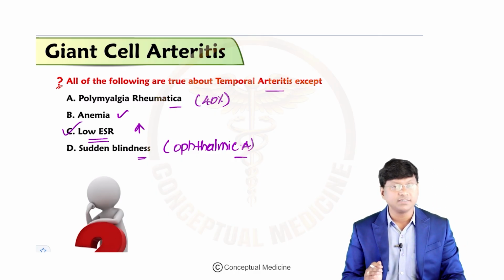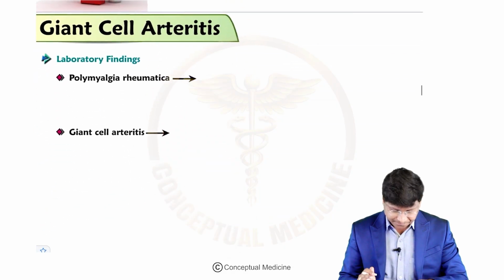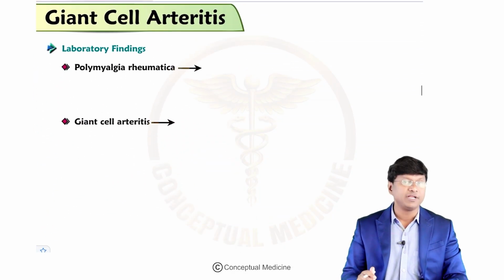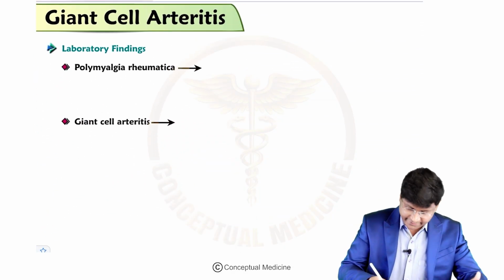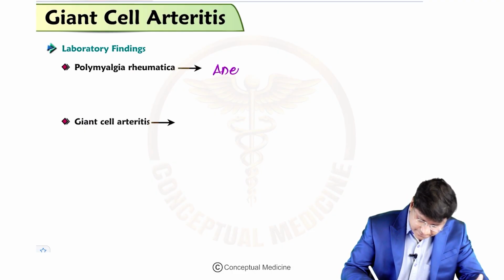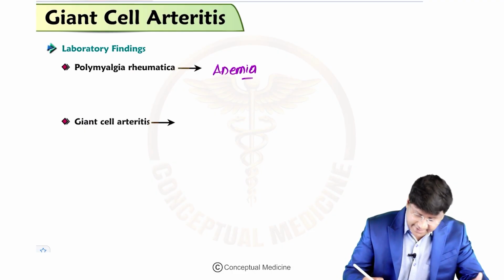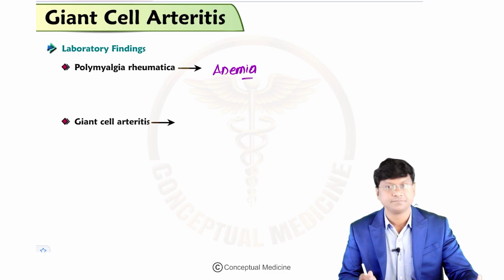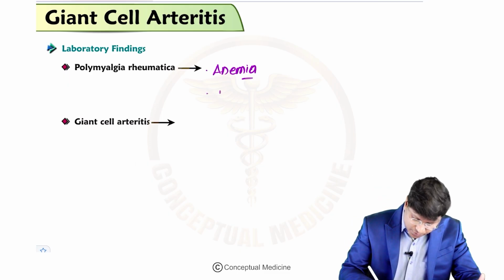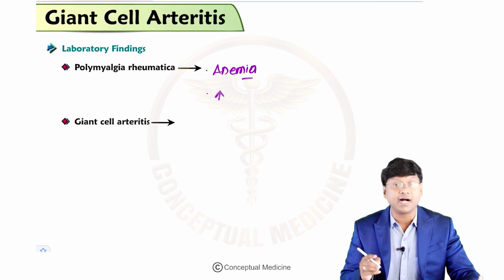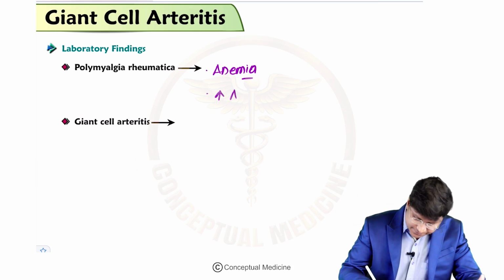Now, let me discuss the laboratory findings. In case of polymyalgia rheumatica, there will be presence of anemia, anemia of chronic inflammation. And there will also be elevated acute phase reactants.